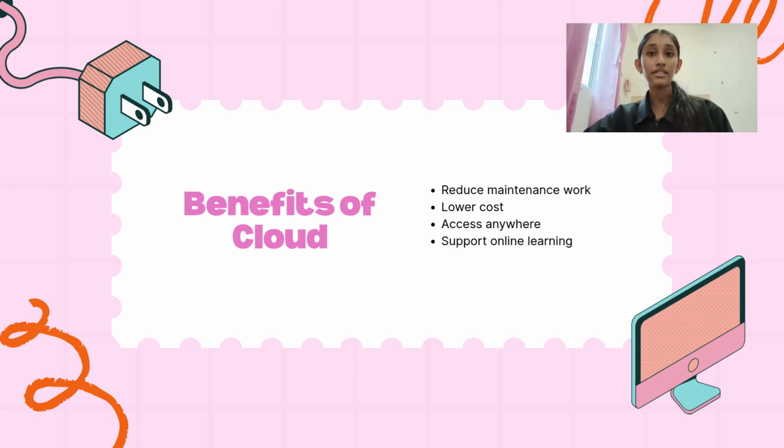The third is access anywhere. The system can be used from any location as long as there is an internet connection. This makes it easier for students and staff to work even outside the campus. The last thing is support for online learning. Teachers can conduct classes, share material and students can submit assignments online easily. It improves learning flexibility and supports digital education.